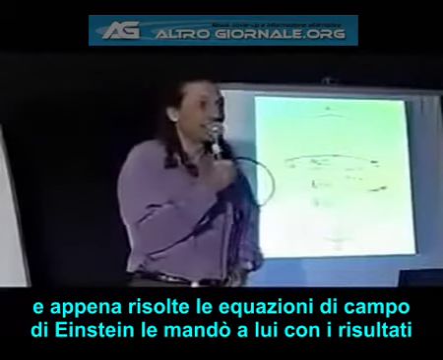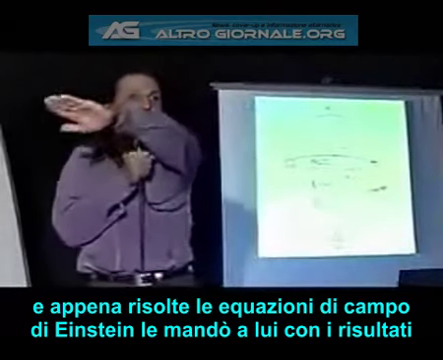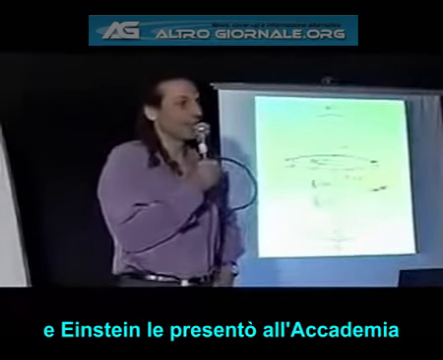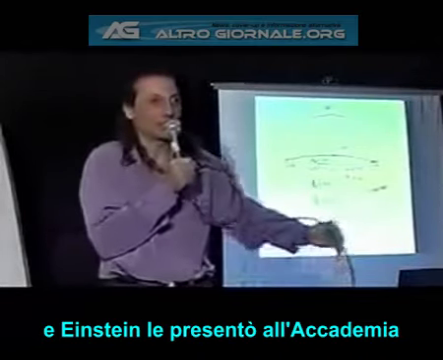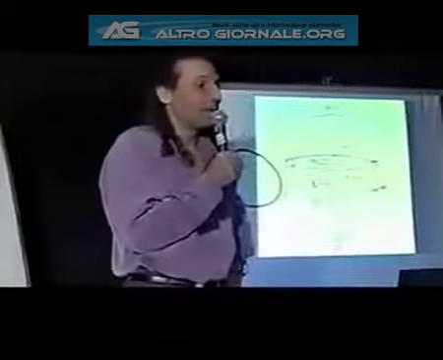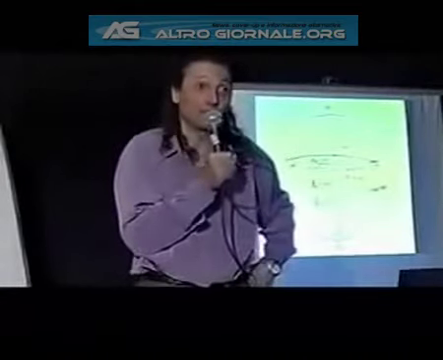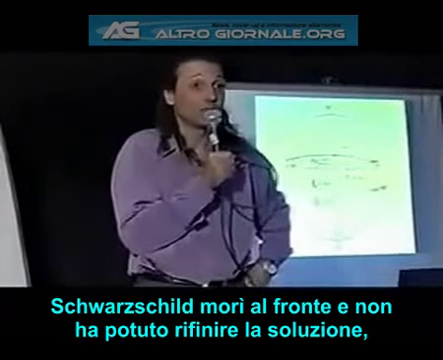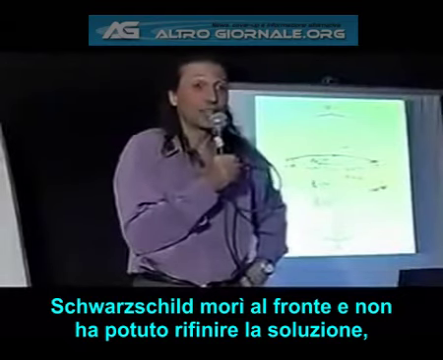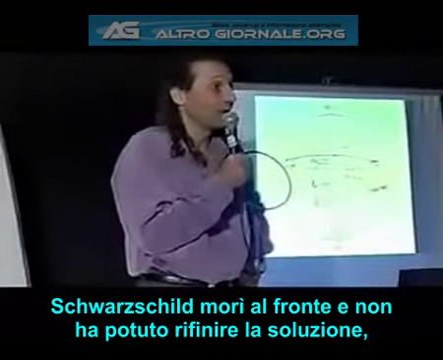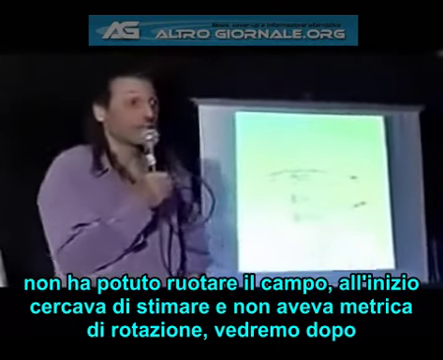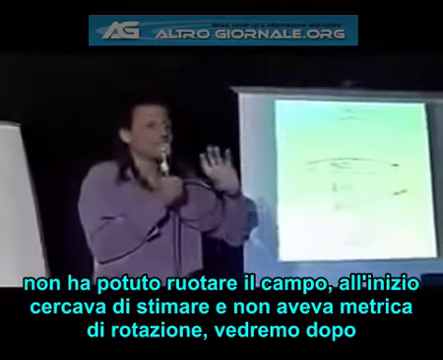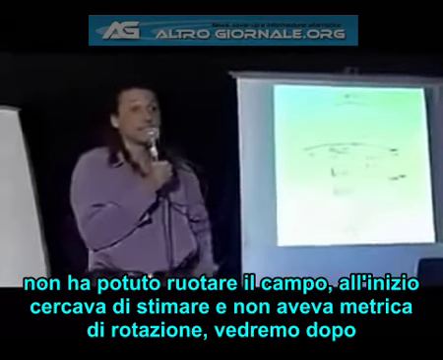As soon as he solved Einstein's field equation, he sent a paper to Einstein with the results. And Einstein presented it to the German Academy of Science, and it became the first solution to Einstein's field equation, which we still use today. Carl Schwarzschild died 2 weeks later on the front and never had time to give further complexity to his solution. Basically, he did it without rotating the field. At first, he was trying to estimate, so he didn't have a rotating metric. And we'll see a little bit more about that later.